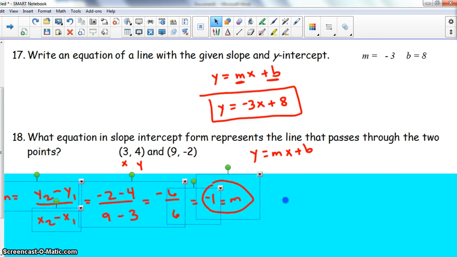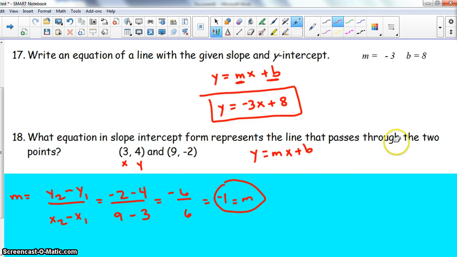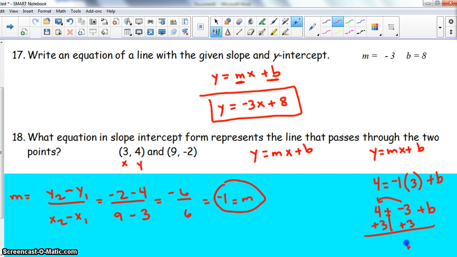Let me move this over. And so I'm going to plug in everything I can to y equals mx plus b. I know everything but b. Y is 4, so I'm going to put a 4 there. M I just found to be negative 1, and x is 3, and I don't know b. So I get 4 equals negative 1 times 3 is negative 3 plus b. I need to get b by itself, so this 3 needs to move over by adding it. And so I end up with b equals 7.